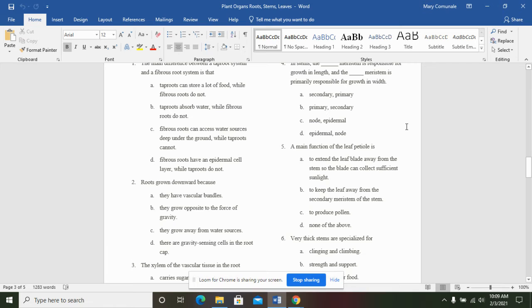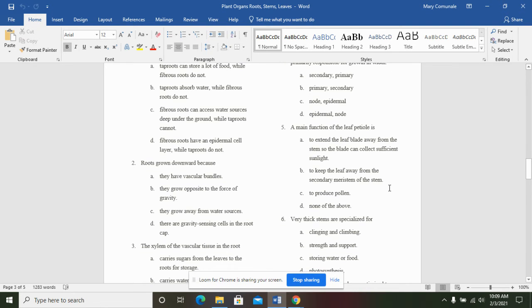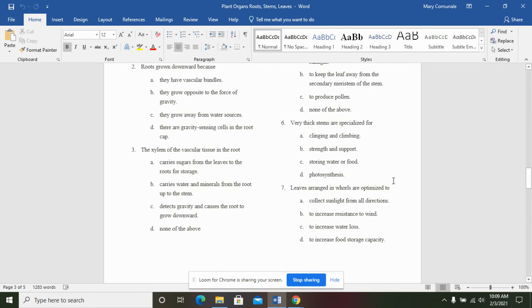A main function of the leaf petiole is, for number 5, we're going to go with A for that one. We're going to extend the leaf blade away from the stem so that it can collect sufficient sunlight. You don't want the leaf to be shaded by the stem. Moving on down. Number 6, very thick stems are specialized for... if it's really thick, it's going to be really good at strength and support, so B. Clinging and climbing isn't really necessary for the stem to be thick. Food and water storage, that might help it for being thick, but I would go with strength and support.